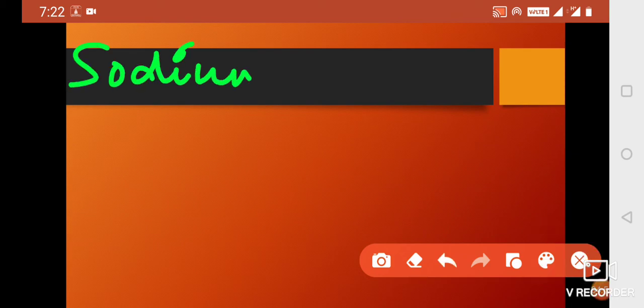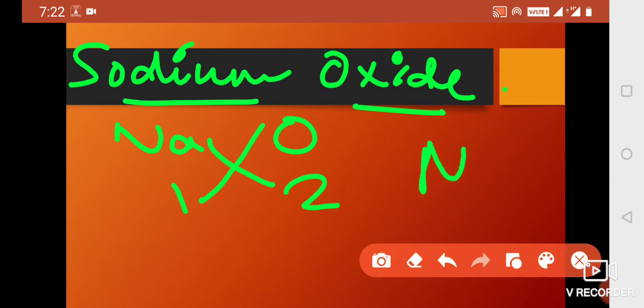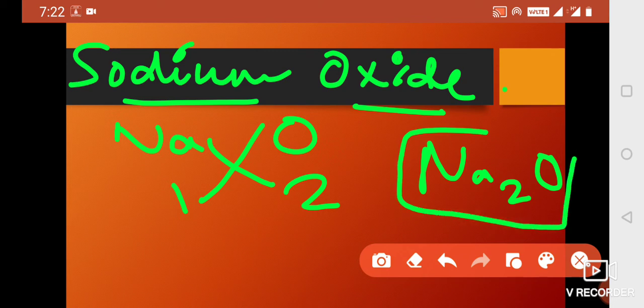Now sodium oxide. Sodium means Na, oxide means O. The valency of sodium is 1, oxide 2. Crisscrossing gives Na2O. So this is the chemical formula of sodium oxide, Na2O.